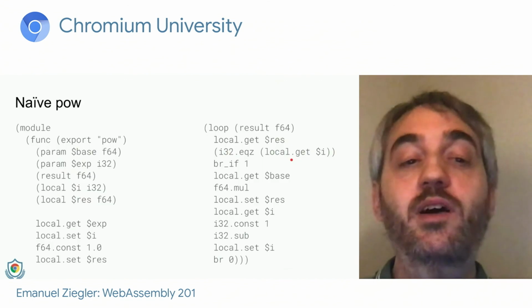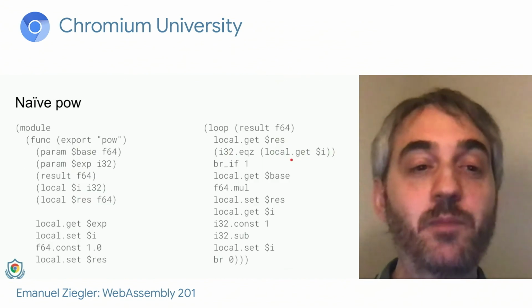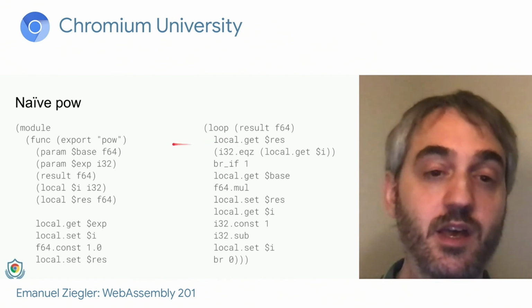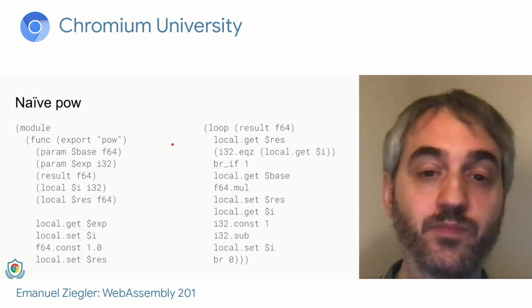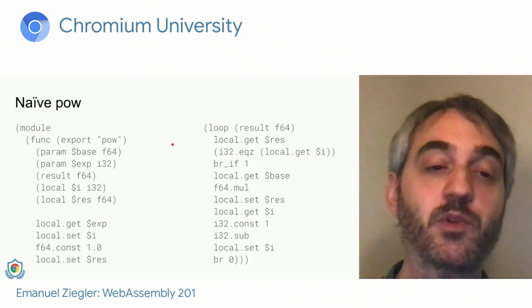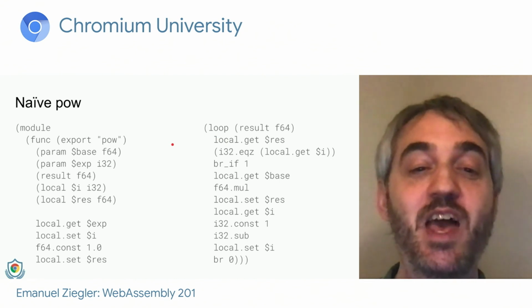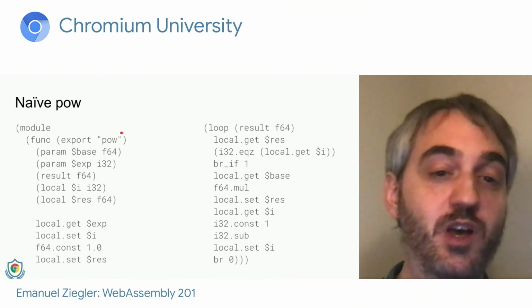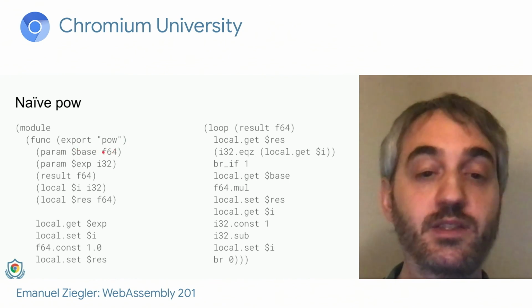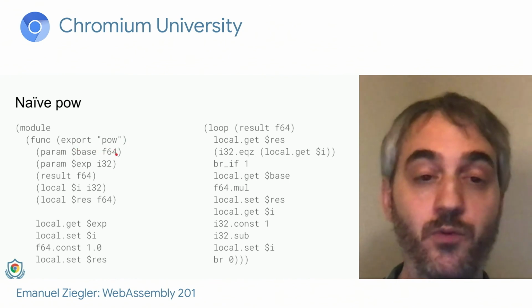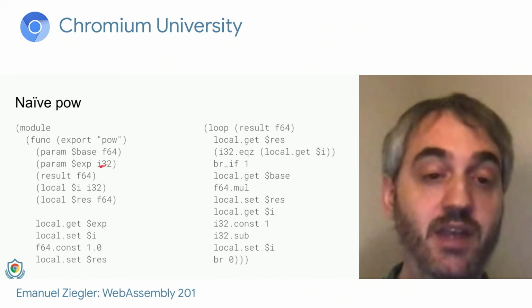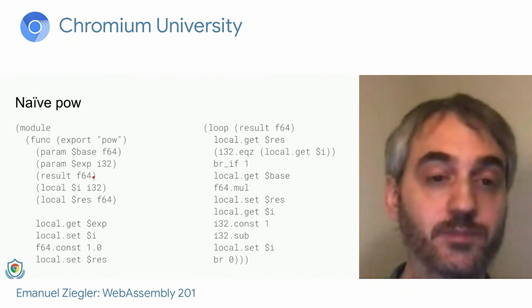Let's go into a more complicated example here, because I think this can help us a little bit trying to understand better how this can be used in reality. So this is an example where we not just call a function from JavaScript, but where we actually go through a very simple algorithm. This is a very naive power function, which takes one parameter, which is the base, which is a double, so a float 64. And it takes an exponent, which is an integer, in this case, a 32-bit integer. And it returns, of course, the result as a double as well.